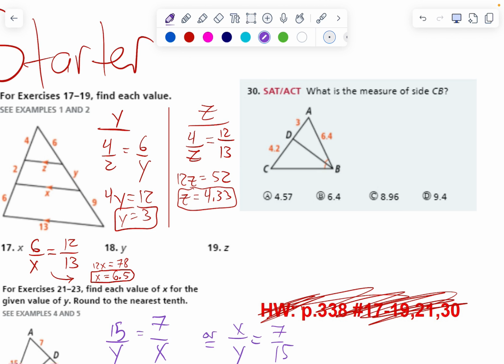All right, what's the measure of side CB? It says SAT or ACT question. It's pretty much straightforward application of the angle bisector. Lyra, set us up a proportion that we can use to solve.